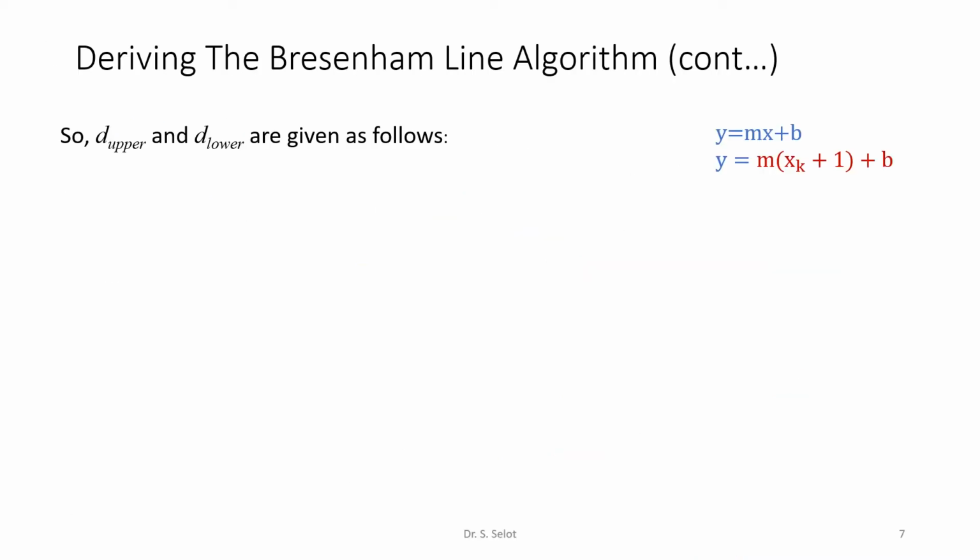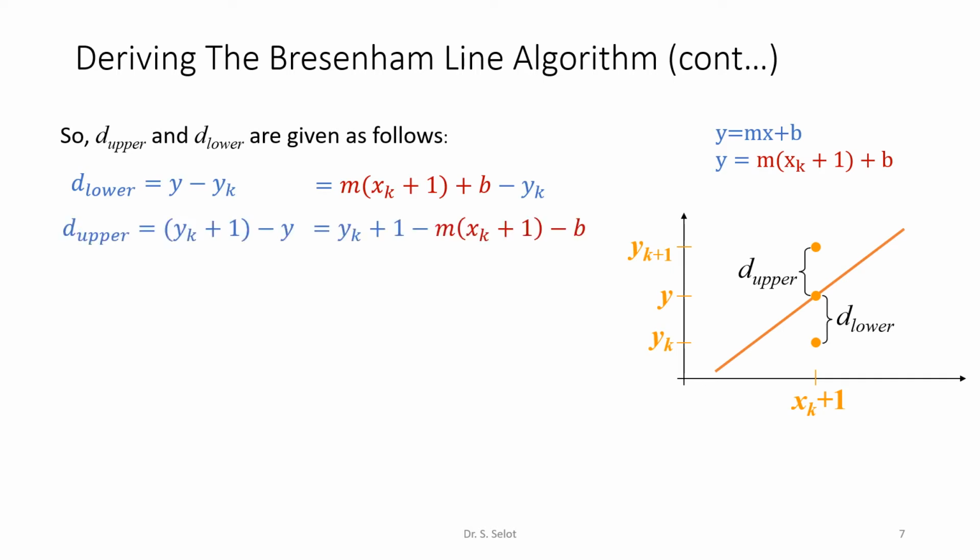How are these distances calculated? D lower is given by y minus yk, and d upper is given by this equation. The value of y over here is substituted by the equation y equals mx plus b, and instead of x we substitute our new x value, which is xk plus 1. This value of y is substituted in the d lower and d upper equations, and we get these two equations.